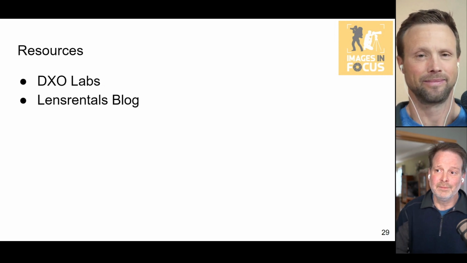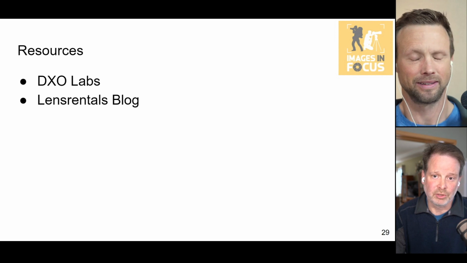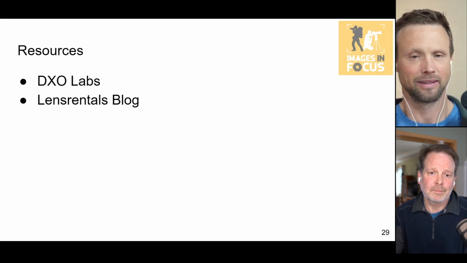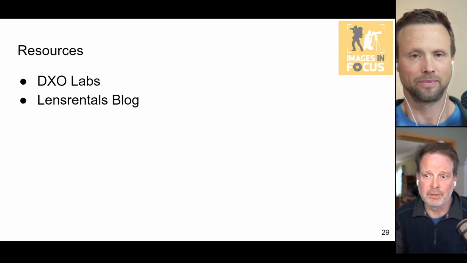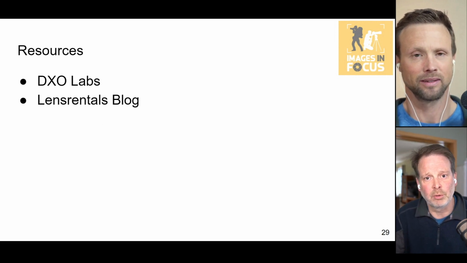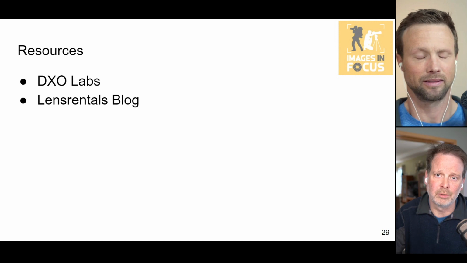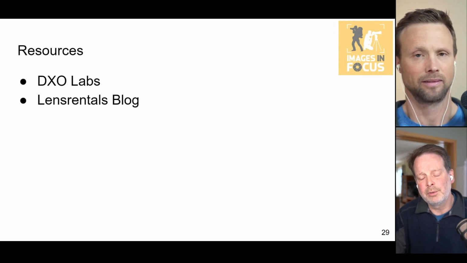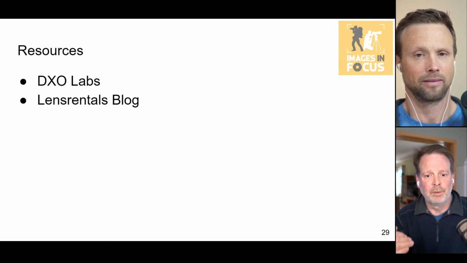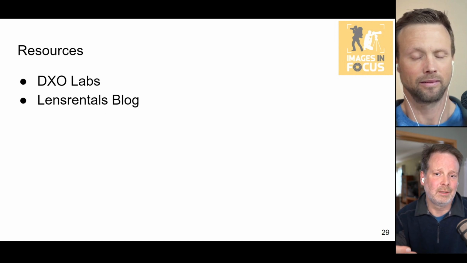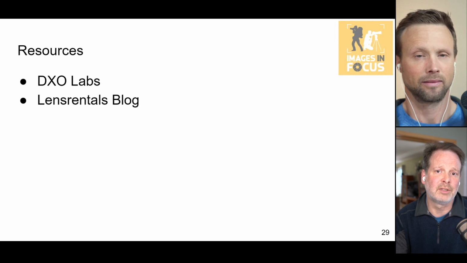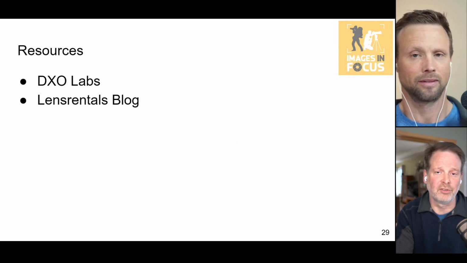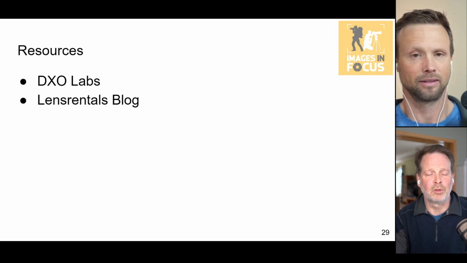Okay, so the last thing we want to talk about is resources. A couple of resources that, as we were putting this presentation together, I thought we'd share with you guys. I use a website called DxO Labs, and you can search for it on your favorite search engine. DxO Labs rates the performance, especially the sharpness and contrast, of different lenses, and you can compare one lens versus the other. They have really great tools online to do that.